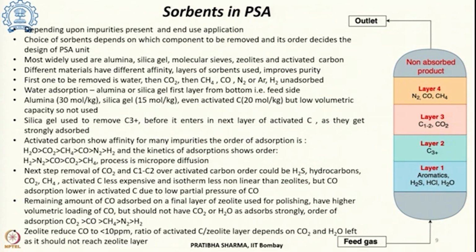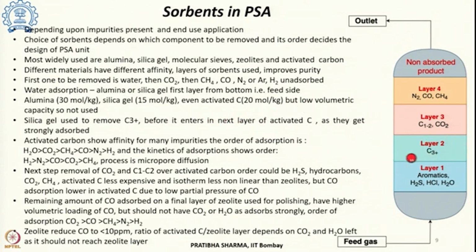If we look at the different materials in layer 1, it can be alumina, which has a higher loading capacity; alumina can take up 30 moles per kg of the material, silica gel comparatively lower at 15 moles per kg, and activated carbon in between the two at about 20 moles per kg, but it is not preferred because it has a low volumetric capacity.